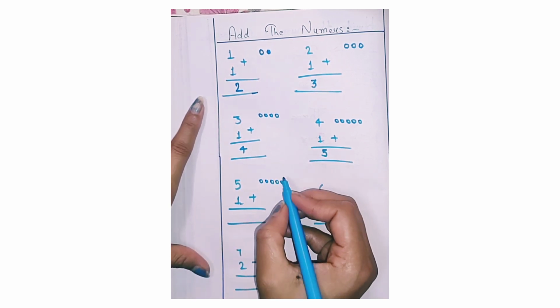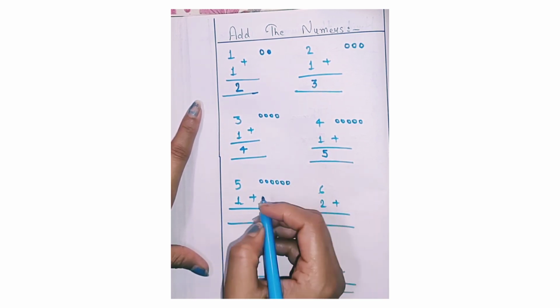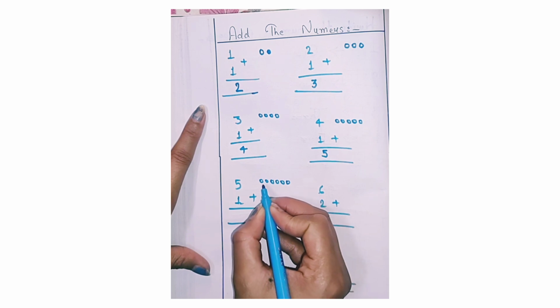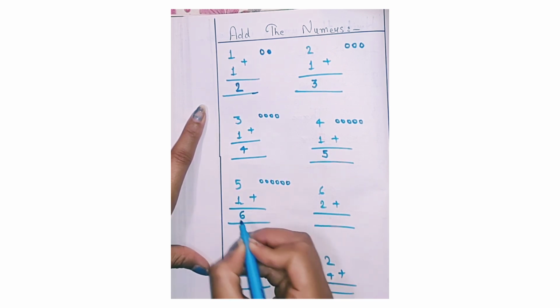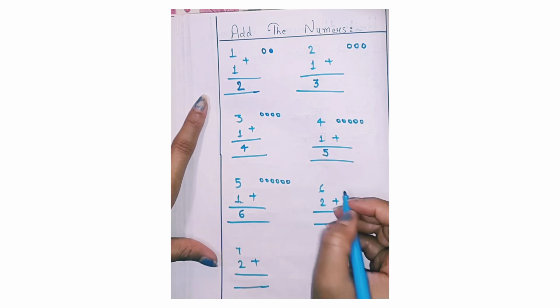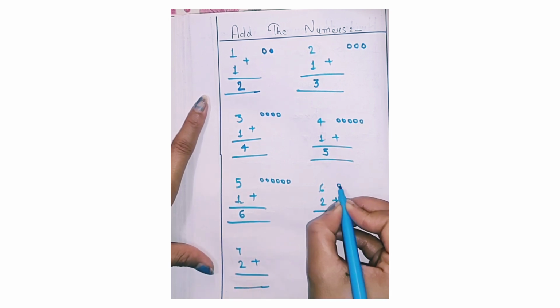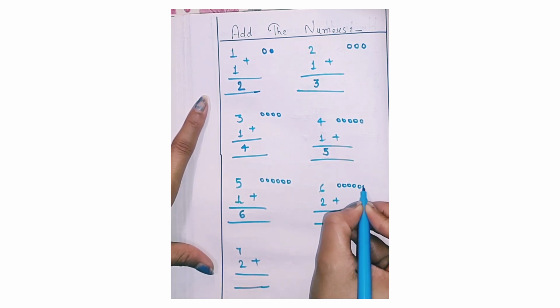Again add 1 0. Count how many 0 are there? 1, 2, 3, 4, 5, 6. 6. Write 6 here. Next 6. Write 6 0 here. 1, 2, 3, 4, 5, 6.